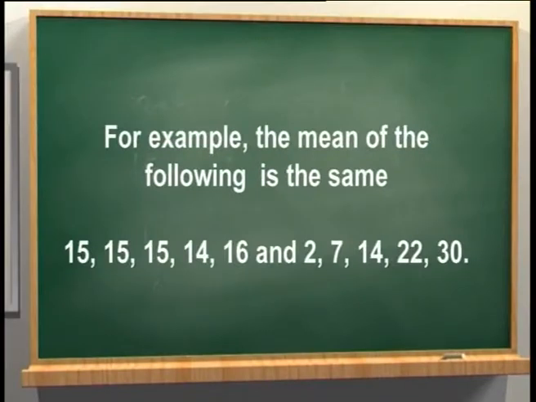For example, the mean of the following data is the same, that is 15: 15, 15, 15, 14, 16 and 2, 7, 14, 22 and 30. However, the second is clearly more spread out. If a set has a low standard deviation, the values are not spread out too much.